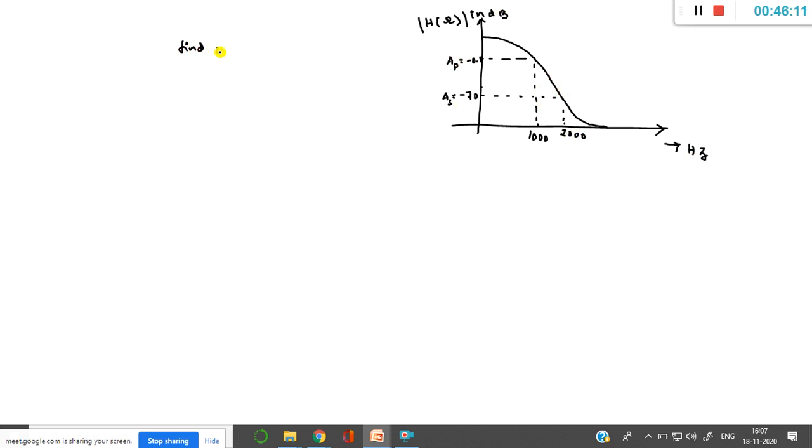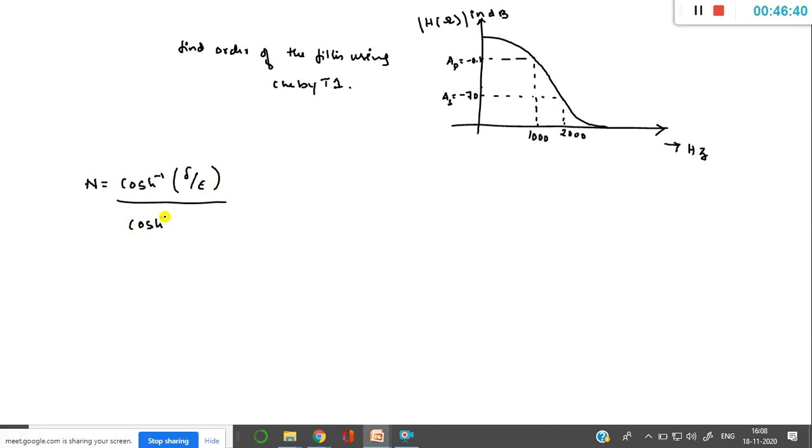Now, solve for this problem. Find order of the filter using Chebyshev type 1. So again same thing, the value of n, the order of the filter, is cosh inverse of delta divided by epsilon, divided by cosh inverse of omega stop band to omega pass band.